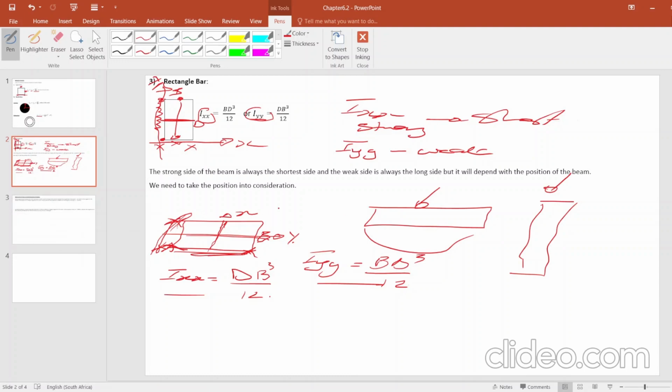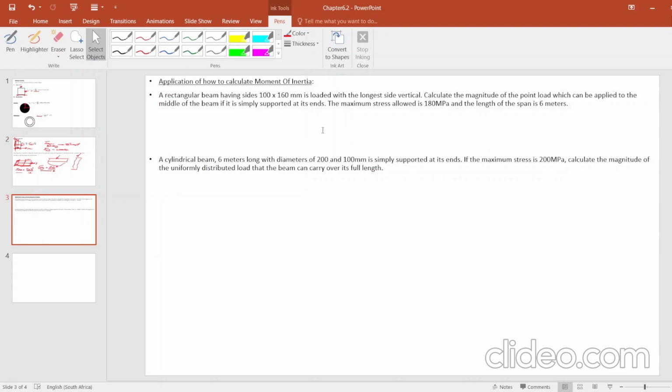Now let's do the application on how to calculate the IXX and the IYY. Now let's look at this given example here in our books. A rectangular beam having sides, this is what I was referring to. If you are given statements describing beams in words, you must always put it on its strongest side, meaning when you are projecting the given information into a schematic, this is how you will write it.